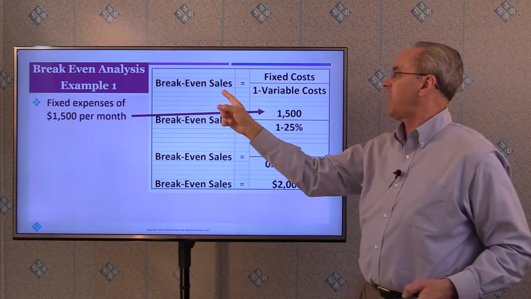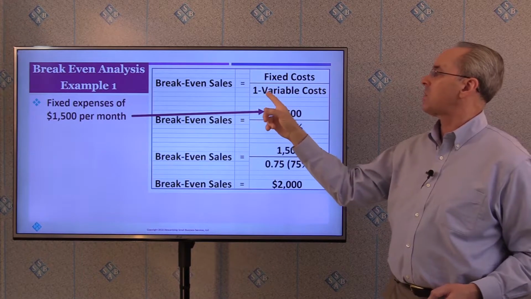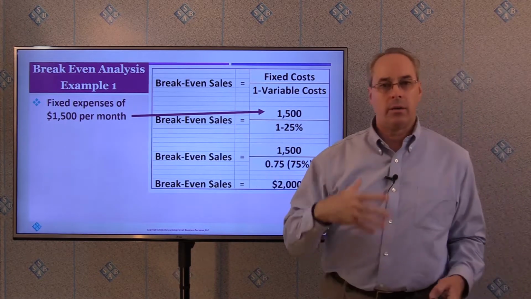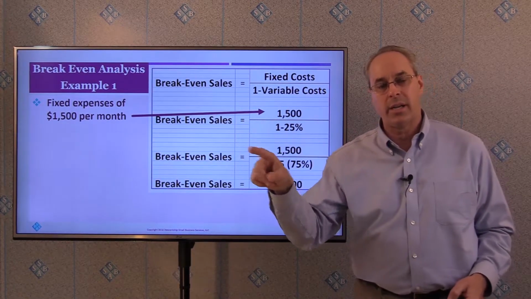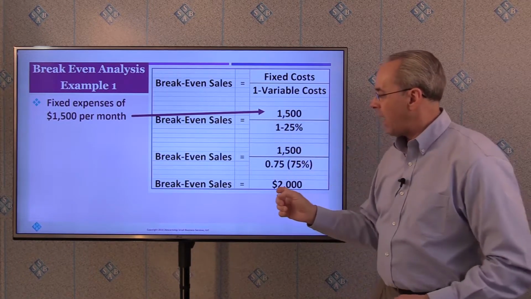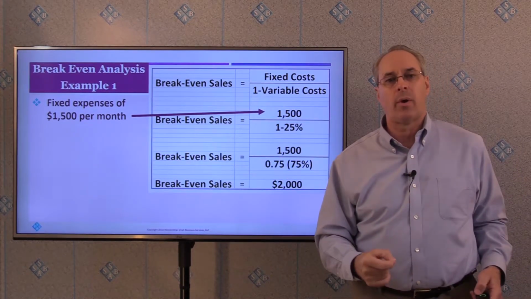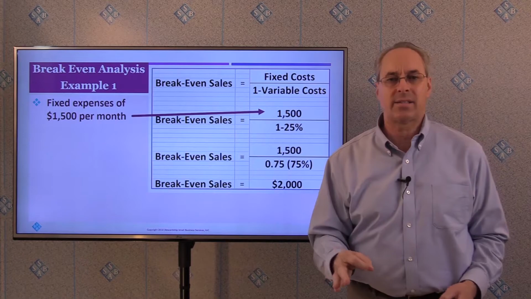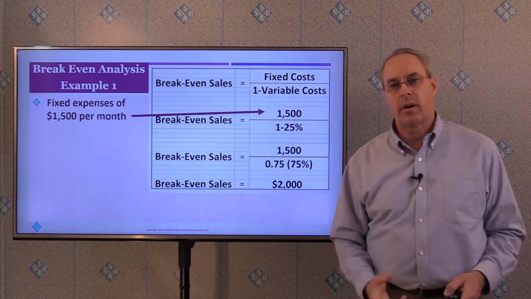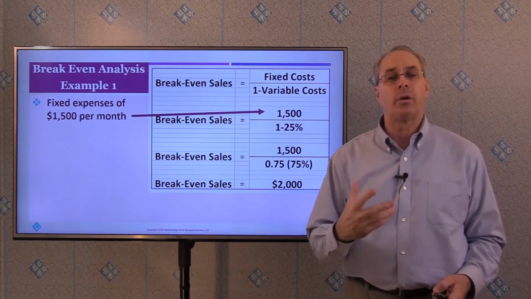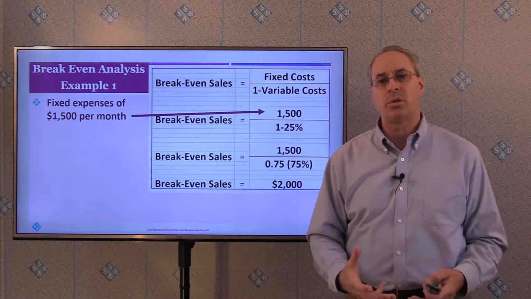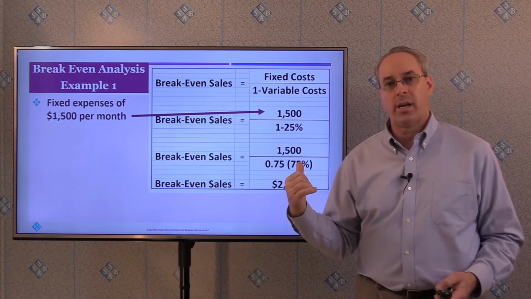This is break-even sales equals fixed costs divided by 1 minus your variable costs. In the first example, I've got 3 examples here to show you because I want to illustrate how the amount of sales you have to generate can vary drastically based upon your variable costs. Your variable costs are in part what your material costs are.